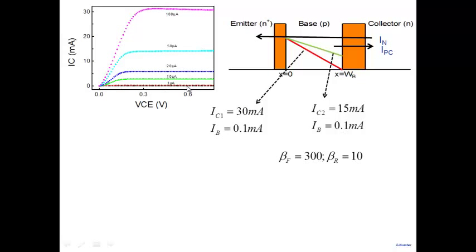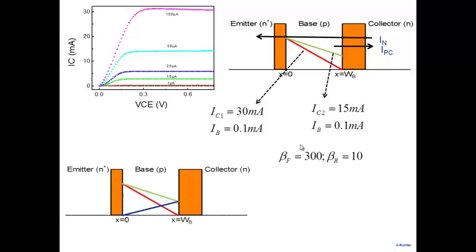Well, let's take a bipolar transistor. Typical bipolar transistors, and I'll show you some results later on, have a forward current gain which is high and a reverse current gain which is low. As an example, I'm taking a forward current gain of 300 and a reverse current gain of 10. I'll show you a real transistor with current gains of this kind. So now let's see why this picture is incorrect.